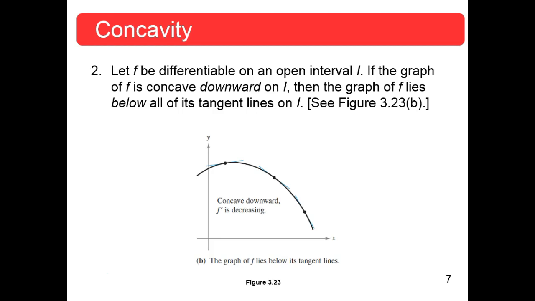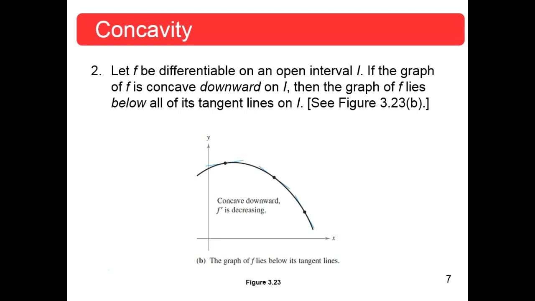Okay. Now, let f be differentiable on open interval I, and if the graph of f is concave downward on I, then the graph of f always lies below all of the tangent lines. There's the tangent line here, the graph's below it. The tangent line here, the graph's below it. Tangent line there, just slightly, but still below it.